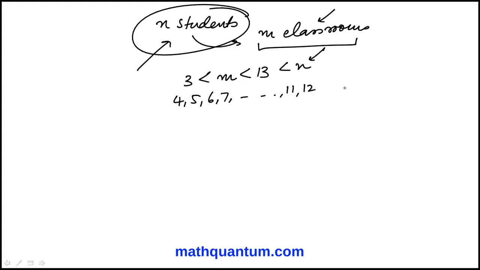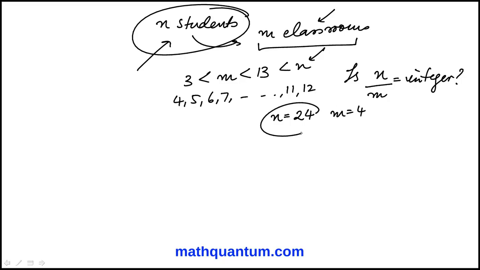So this is actually a number property problem where they're essentially asking, is n divided by m an integer? For example, here, if n was 24 and m was 4, yes, I can assign 24 students equally amongst 4 classes. Each class would have 6. So that would answer this particular question as yes. And we need to determine whether there's a definite yes or definite no.